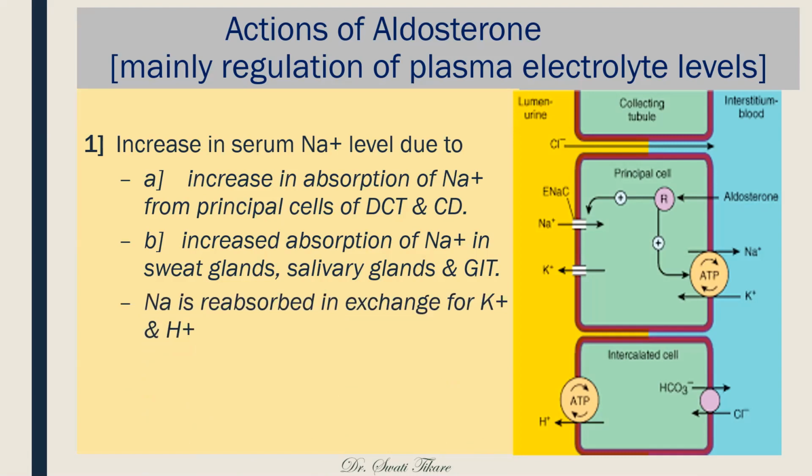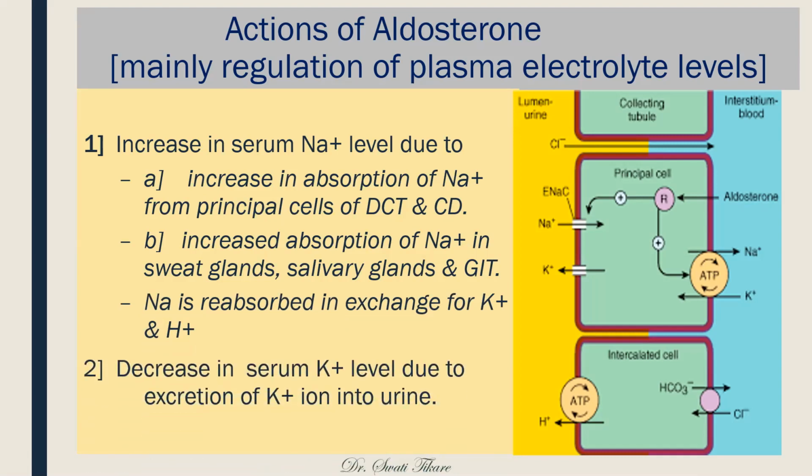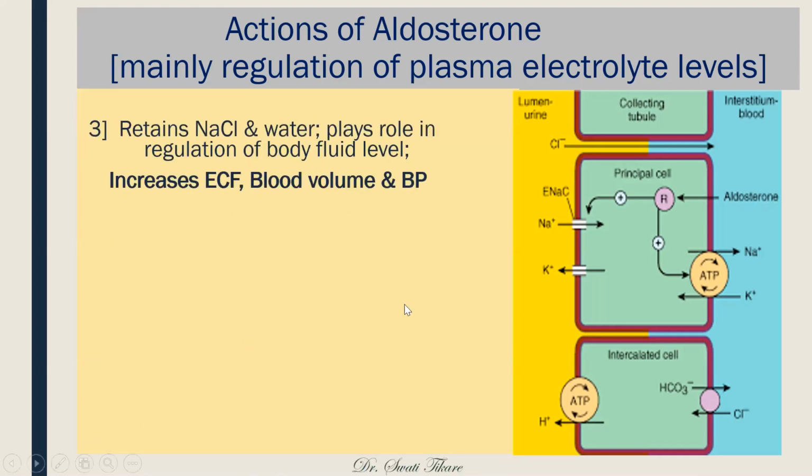Now coming to potassium, what's happening? Sodium is reabsorbed in exchange for potassium and hydrogen. So potassium and hydrogen are getting secreted. There is a decrease in the serum potassium level, and potassium is excreted into the urine. So basically, aldosterone action is increasing the sodium level and decreasing the potassium level. Once sodium is reabsorbed, chloride is also reabsorbed. They will cause more water to be retained, and hence they will increase the body fluid level. So we have increased ECF, increased blood volume, and increased blood pressure whenever aldosterone is acting. So these are the actions of aldosterone.